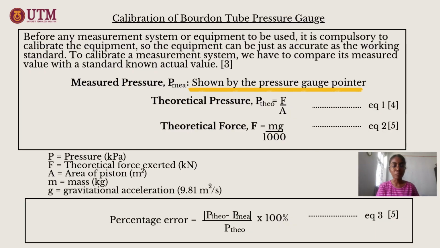To find the calibration of the Bourdon gauge, we have to compare the measured value with the theoretical value. The measured value will be shown by the pressure gauge pointer. As for theoretical pressure, the formula used is theoretical force divided by area of piston. As for percentage error, it is theoretical pressure minus measured pressure, divided by theoretical pressure, times 100%.